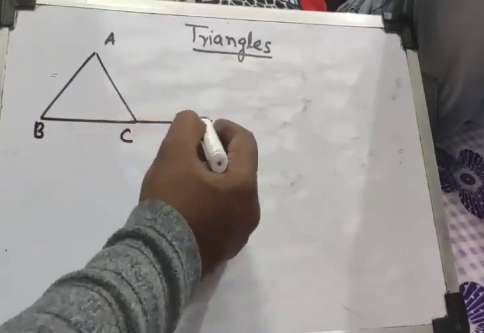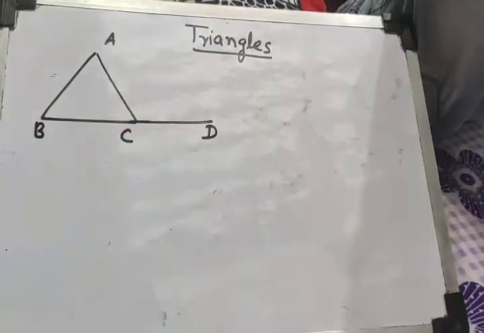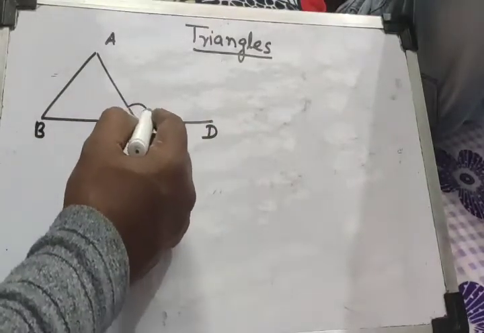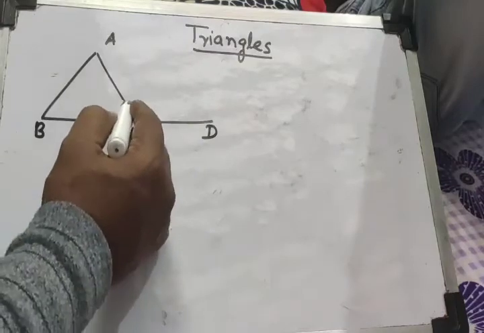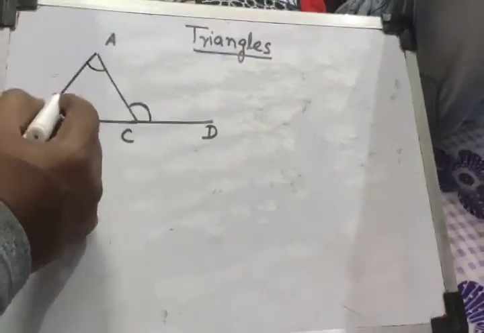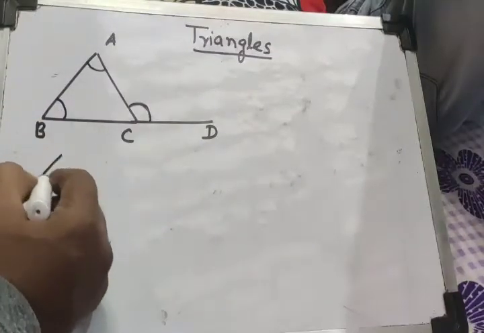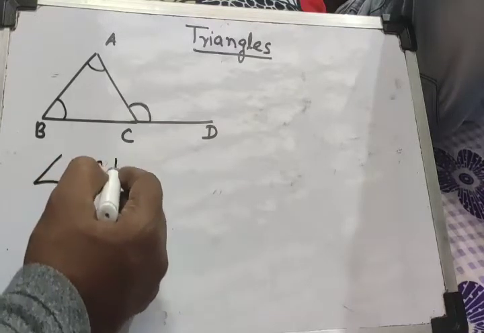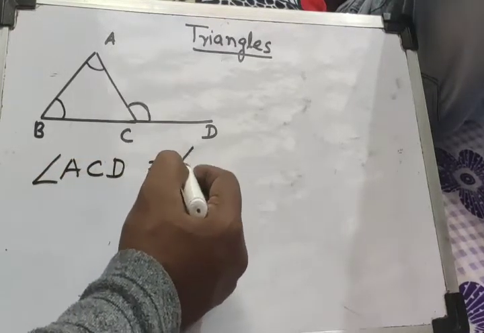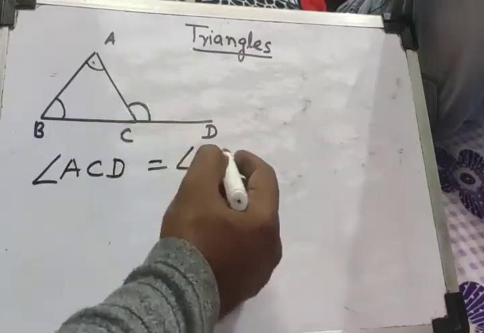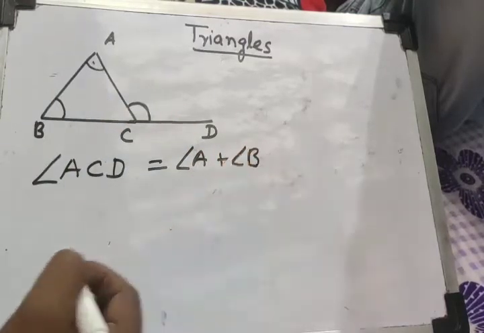If one of the sides is increased, produced till D, so this exterior angle is forming. The measure of this angle will be equal to the sum of this angle and this angle. Means we can say that angle ACD will be equal to this angle A plus angle B.